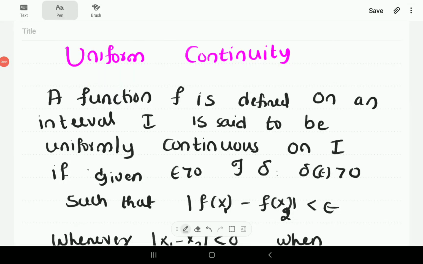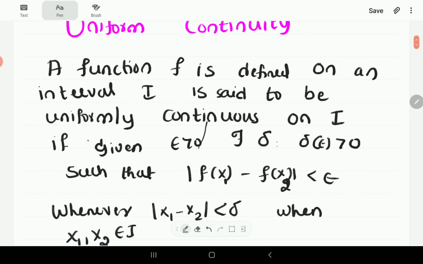Today we're going to talk about uniform continuity. In the last video we discussed continuity. Here we're going to talk about uniform continuity. What is uniform continuity? Let's see that.